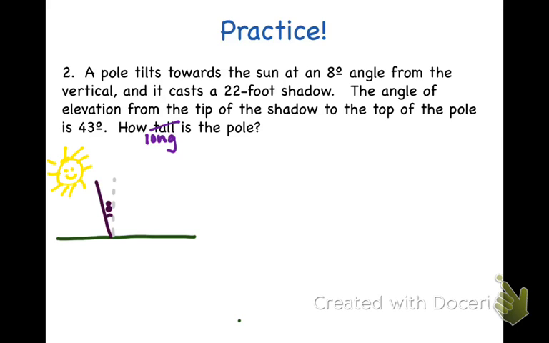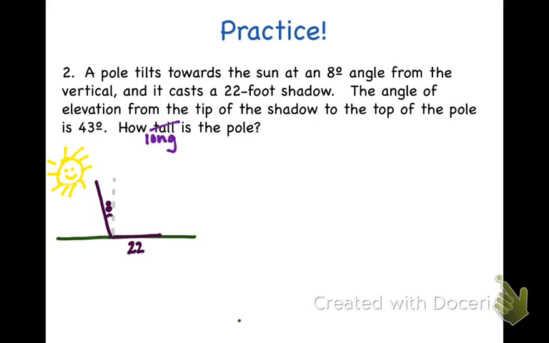Okay? But it does cast a shadow. And the way shadows work is they're always from the direction of the sun coming down. So it would be coming down from upper left to bottom right. So my shadow is going to be down here. So here's my shadow. That's 22 feet. And I got a lot of stray marks here. I'm going to clean that up a little bit.